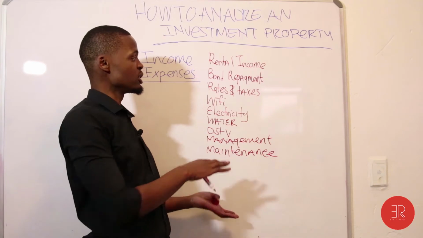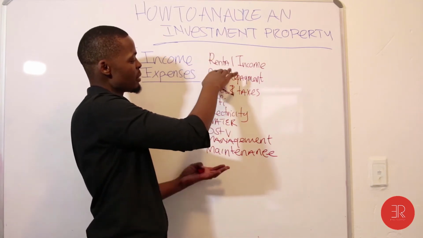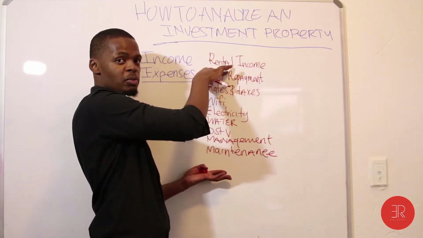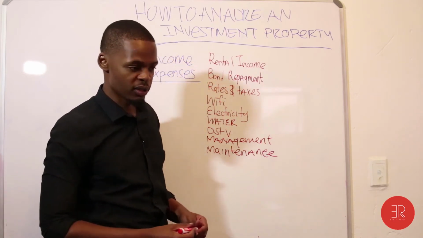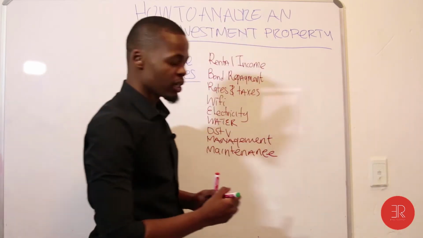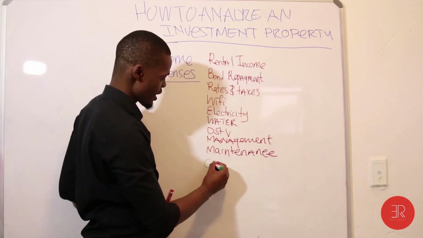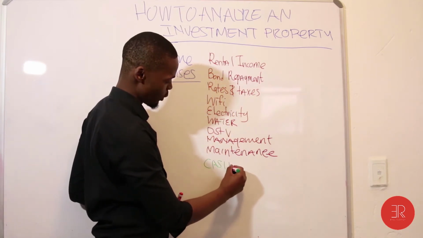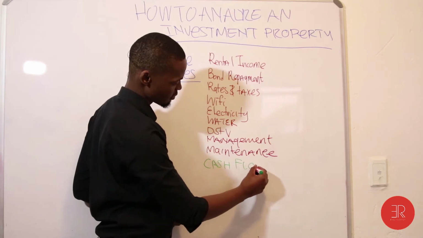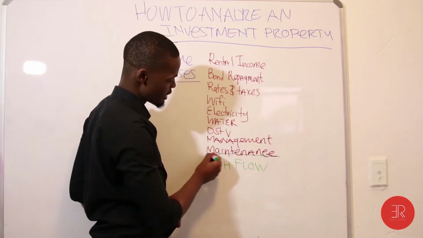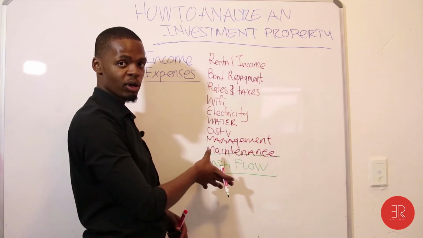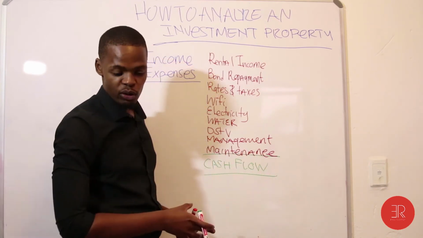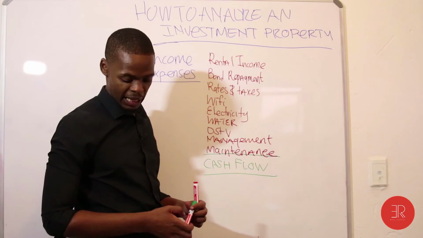So when you find a property, you can just say, okay, what is the income, and then minus the existing expenses for that specific property. And what are we trying to do by doing this? What we're trying to calculate is to actually find the cash flow, because you're only investing for this. You're only investing for cash flow. So we're going to show you how to know your cash flow by the end of this video.